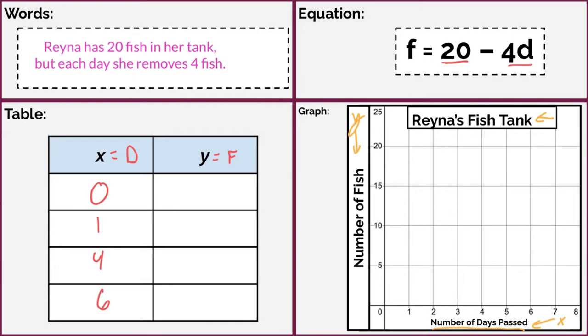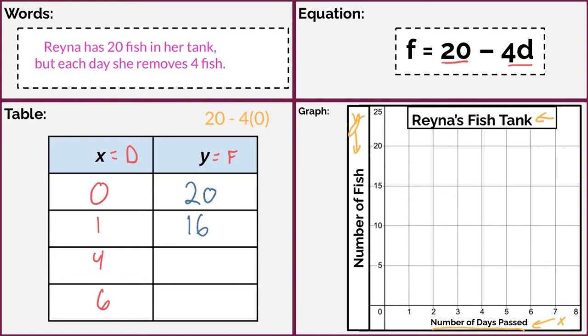So now I'm going to substitute in, like I've done before. You can see that I've got my 0 substituted in there with my 4. So now we're going to run our order of operations. We're going to do 4 times 0, which is 0. 20 minus 0 is 20. So on the first day, there are 20 fish. Now I'm going to do the same thing with 1. So 4 times 1 is 4. 20 minus 4 is 16.